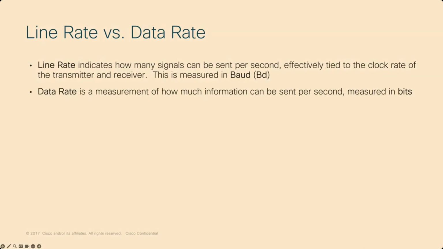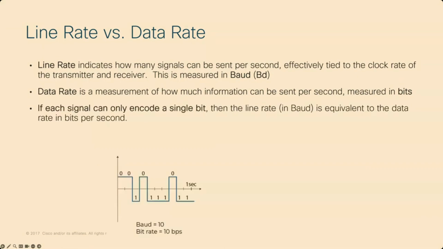And then data rate is a measurement of how much actual information can be sent per second, and that is then generally going to be measured in bits. If I can only encode 1 bit in a given signal, so let's say my voltage goes high, it's a 0, my voltage goes low, it's a 1, my voltage is nothing, then I have no link. Then that means that for each signal that I send on the wire, I can get 1 bit of information out of that.